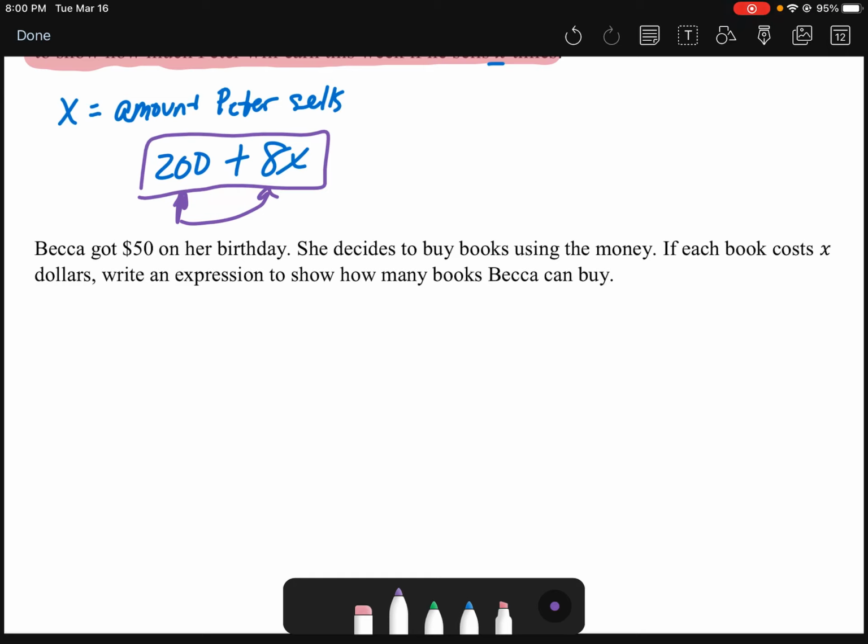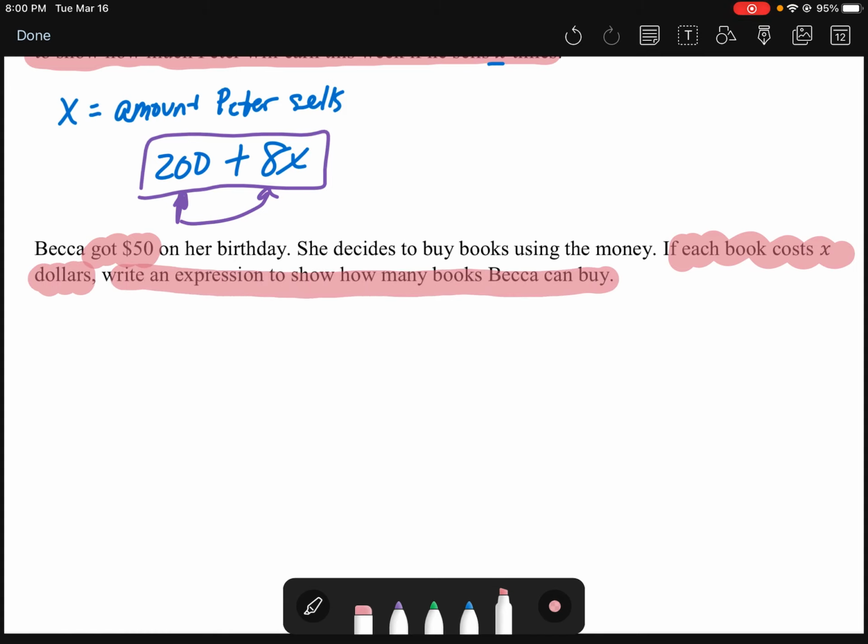Okay, so underlining the important information. Becca got $50 for her birthday. She's buying books. Each book costs X dollars. We want to write an expression to show how many she can buy. So X is equal to the cost of each book. So if I want to know the cost of each book, I know what the cost of each book is. It's X. Never mind.